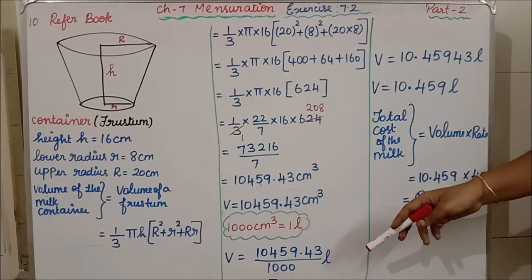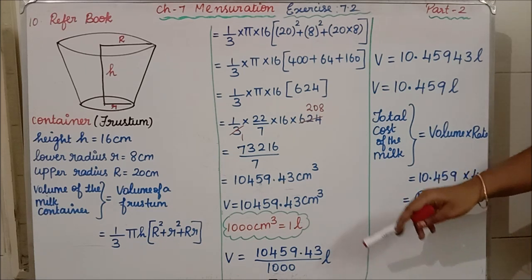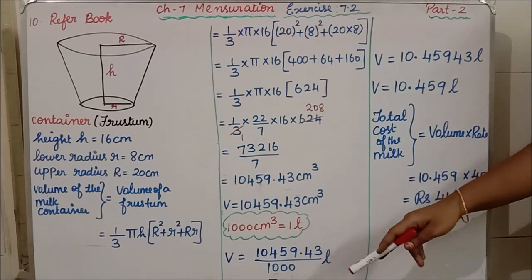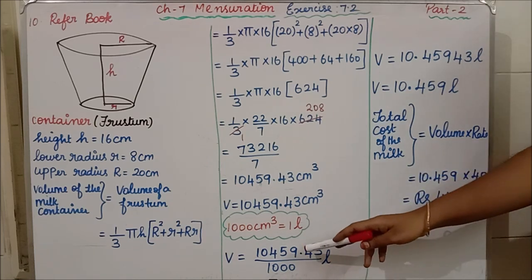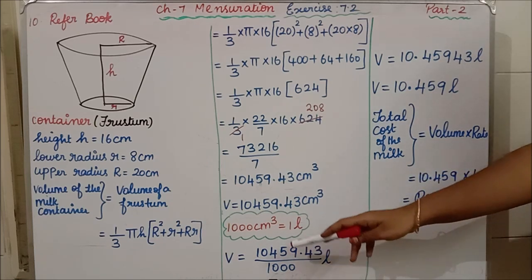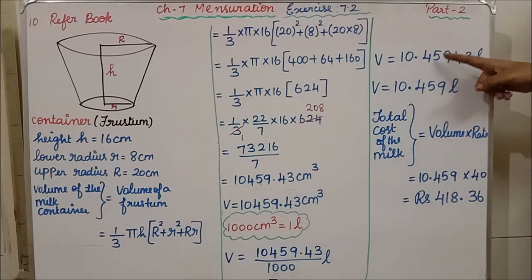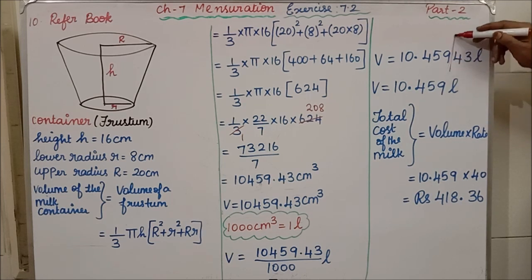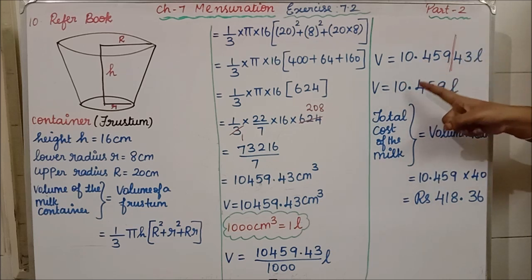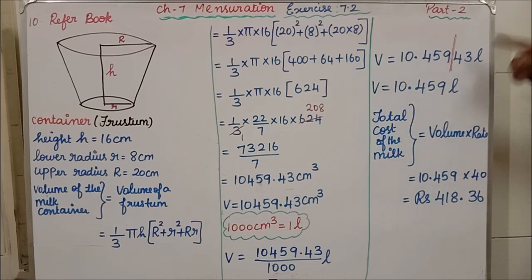So when I am dividing by 1000, what am I getting? See, in the denominator how many 0s do I have? 3 zeros. So I have to move the decimal 3 places towards the front. See here 9, if it goes here 5, 4. So what will I get? 10.45943 liter I will get. I am going to take only 3 numbers after the decimal, it is enough. So our volume is equal to 10.459 liter.